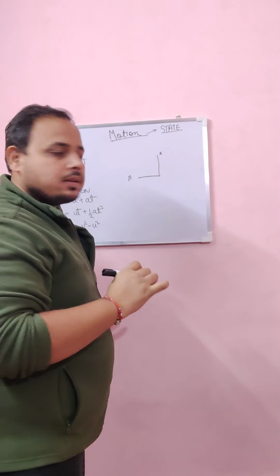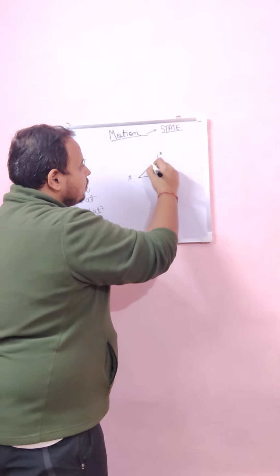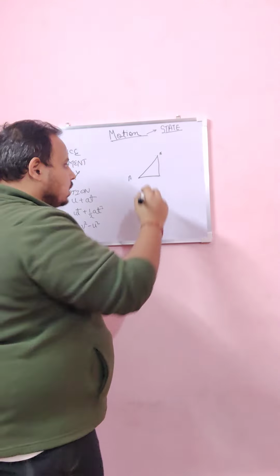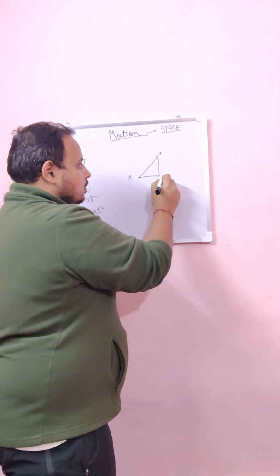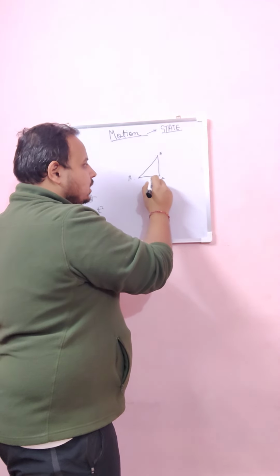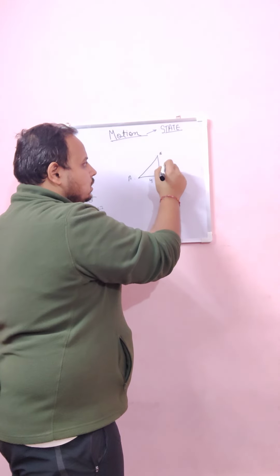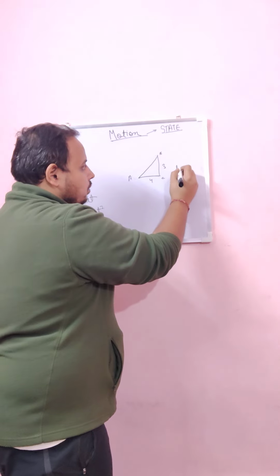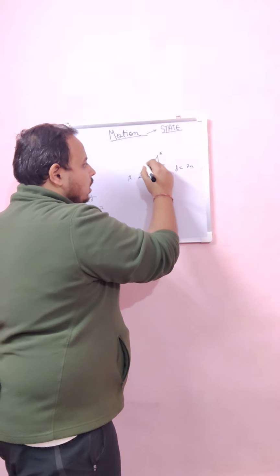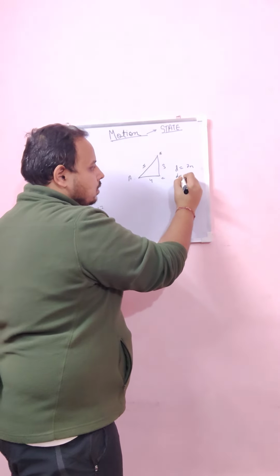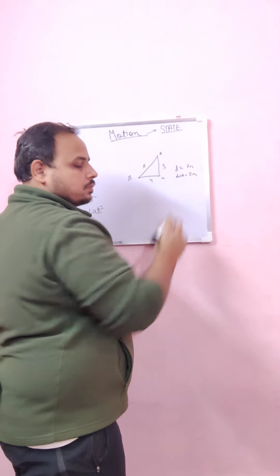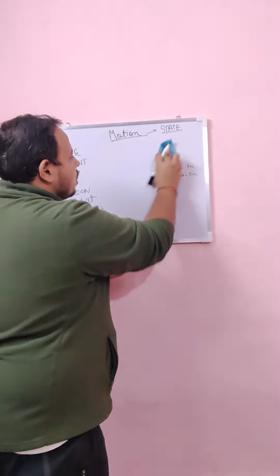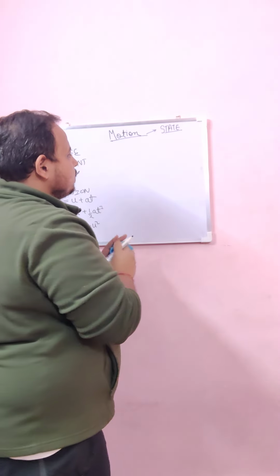The path covered from point A to point B is known as distance. And what is displacement? See, the shortest distance from point A to point B is known as displacement. Here, let us take from A to C, its value is 4 meter, and from B to C, its value is 3 meter. So the value of distance will be 7 meters, and the value of displacement will be 5 meter. Is it okay?